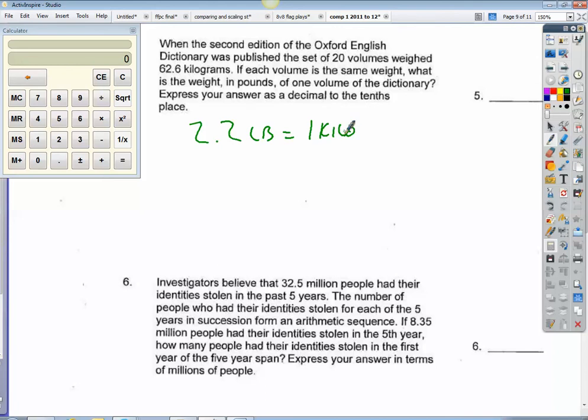So, first I need to divide 62.6 by 20. There are 20 volumes. Each volume is that. So then times 2.2 equals 6.868. So it wants it to the 10th. So that's 6.9. That's it. That is that easy. But you do have to remember this. There are 2.2 pounds in a kilo.